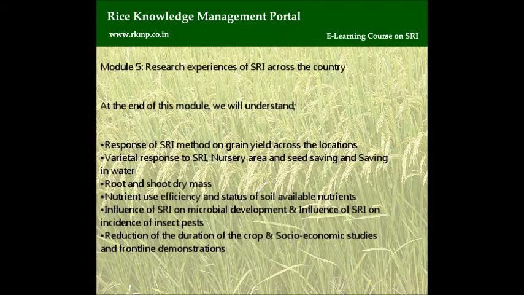At the end of this module, we will understand the response of the SRI method on grain yield across the locations, varietal response to SRI, nursery area and seed saving and saving in water, root and shoot dry mass, nutrient use efficiency and status of soil available nutrients, influence of SRI on microbial development and influence of SRI on incidence of insect pests, reduction of the duration of the crop, and socio-economic studies and frontline demonstrations.